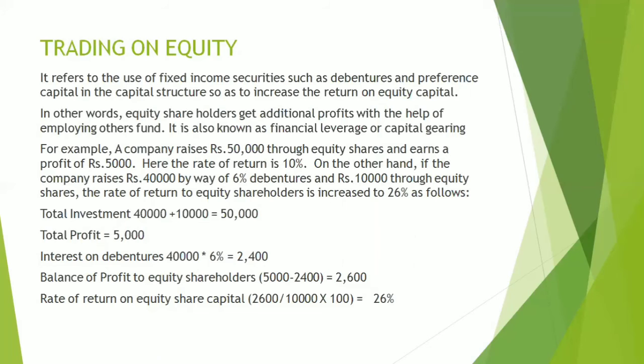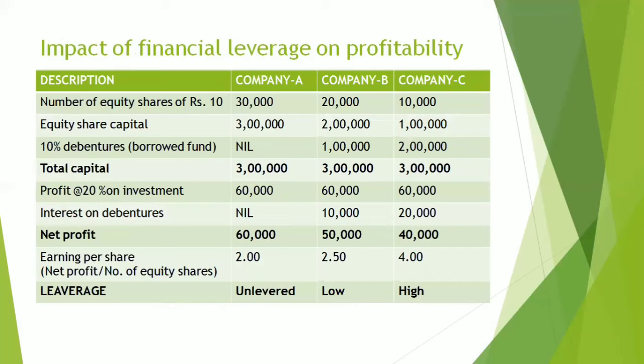That you can see in our previous slide. Company C has used debt. Company B has also used debt with their equity capital, and their earning per share is definitely higher than company A. Company A has not used any debt and its earning per share is only rupees 2. But when you use debenture along with equity share, then definitely your earning per share will increase. But the condition is rate of return on investment should be higher than rate of interest on debt.